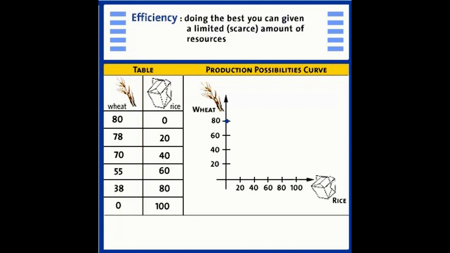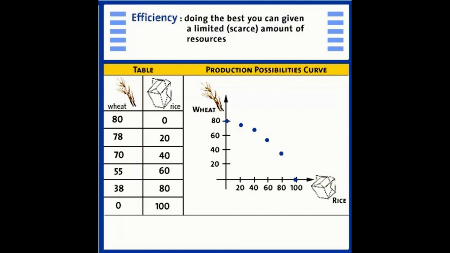If we produce 40 bushels of rice, then the maximum wheat production I can get out of my economy is 70. So there's another point on the curve. With 60 bushels of rice, I get 55 bushels of wheat. With 80 bushels of rice, I get 38 bushels of wheat. And finally, with 100 bushels of rice, my wheat production has been pushed down to 0 because all of the resources are devoted to the production of rice. So what I did was take the numbers from the production possibility schedule and put them in a diagram with wheat on the vertical axis and rice on the horizontal axis.